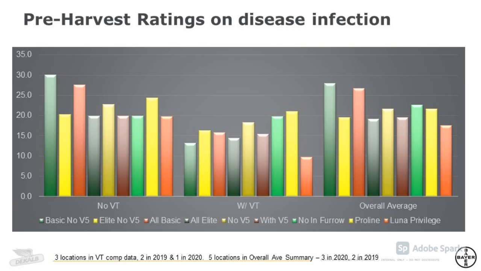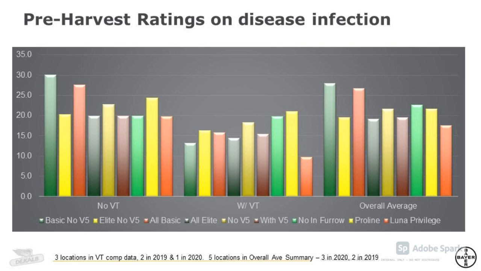Here I am graphing the results of those pre-harvest ratings, and again I have them categorized in 3 different buckets. The no VT fungicide bucket on the left, the with VT fungicide bucket in the center, and again that is looking at 3 locations across the 2 years. And then the overall average ratings on the right-hand side, which takes into account 5 locations across 2 years worth of data. So in this case, the lower the bar, the better.